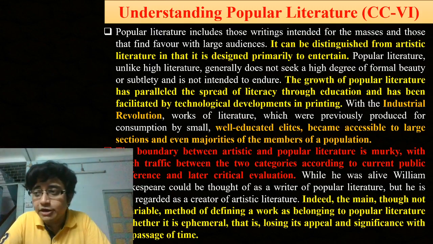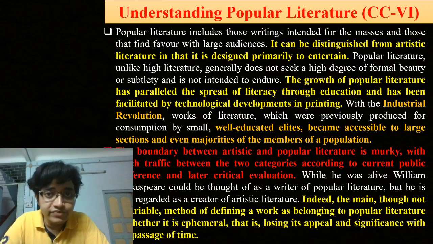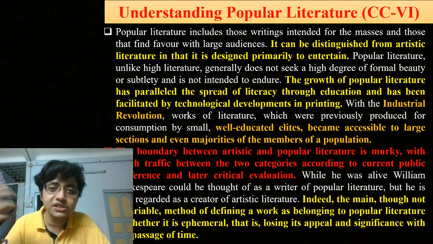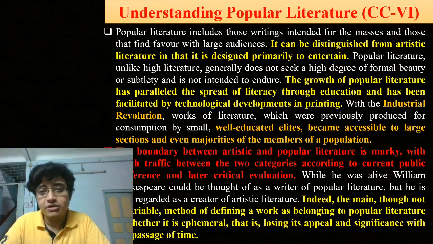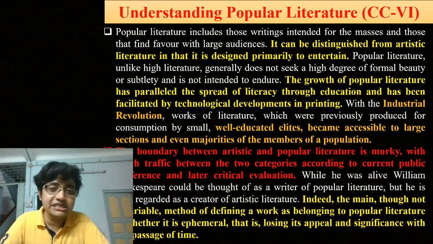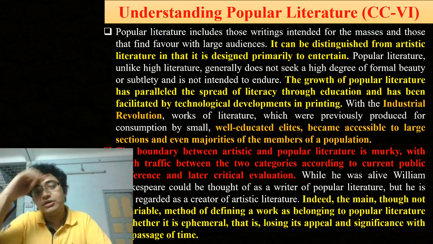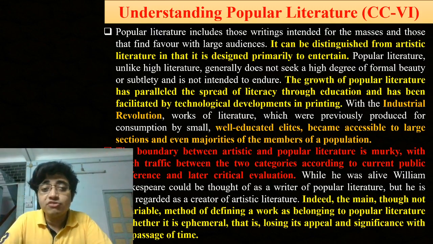Though modern and contemporary literary theory deconstructs this distinction between popular literature and high literature. Postmodern literature, postmodern theory, postmodern philosophy always favors the voices from all classes of people. So popular literature can be distinguished from artistic literature in that it is designed primarily to entertain. Popular literature, unlike high literature, generally does not seek a high degree of formal beauty or subtlety, and is not intended to endure.